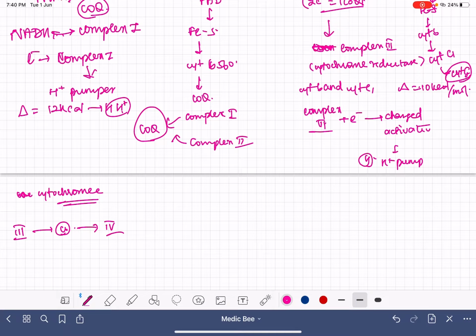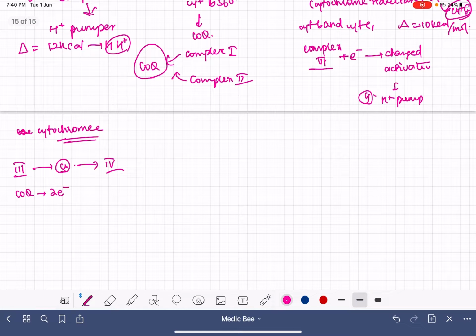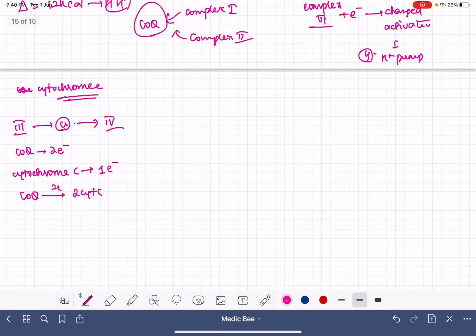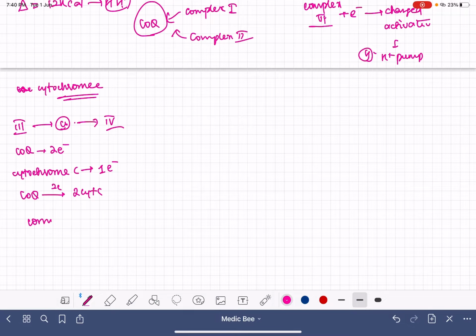Coenzyme Q was an electron carrier carrying 2 electrons each. But cytochrome C is a single electron carrier. It can carry only 1 electron at a time. Its duty is to transfer the electrons to complex 4. So coenzyme Q transports 2 electrons to 2 cytochrome C, because to accept 2 electrons, 2 cytochrome C are required. Now from cytochrome C the electrons are reaching complex 4.